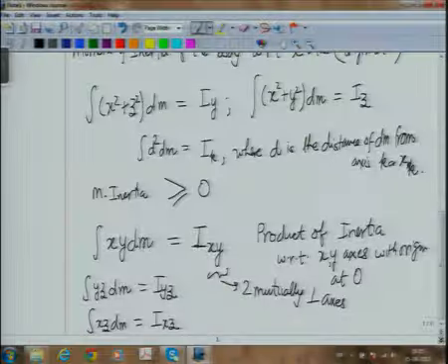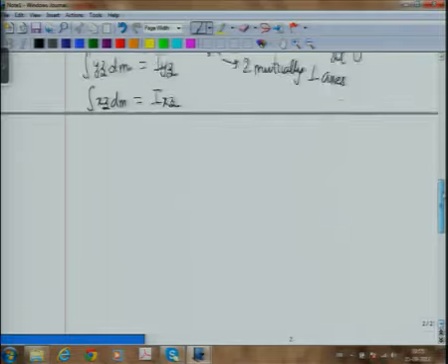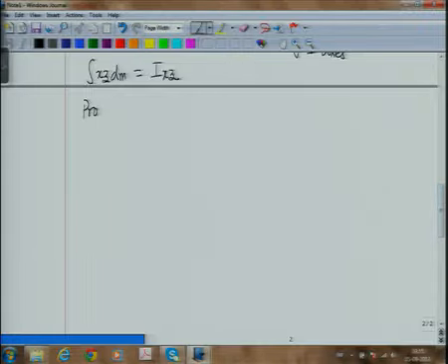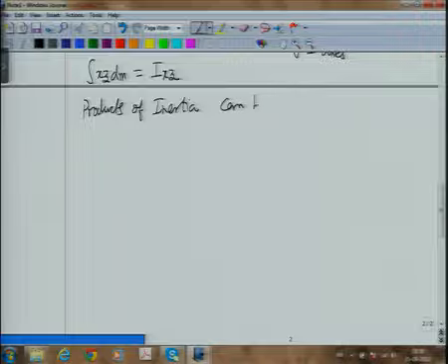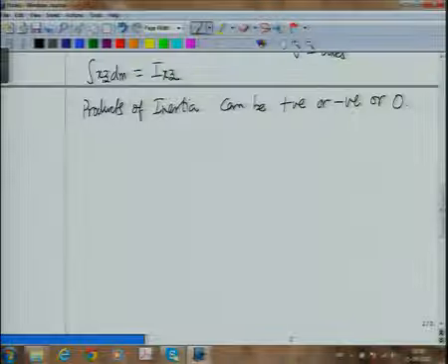Now, do the products of inertia have to be positive or can they be negative? They can be negative, because it is the integral of xy dm. You can place your xy anywhere on the body, and so therefore they can be either positive or negative or 0.